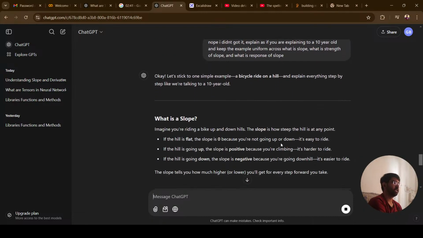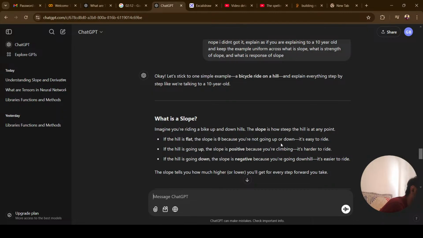Okay, let's stick to one simple example, a bicycle ride on a hill, and explain everything step by step like we are talking to a 10-year-old. Okay, there's a hill and there's a bicycle ride. What is a slope? Imagine you are riding a bike up and down hills. The slope is how steep the hill is at that point.